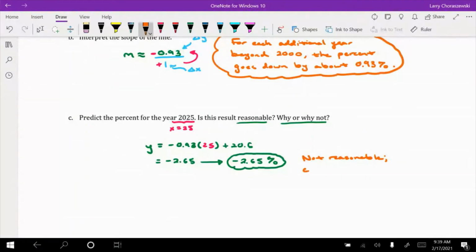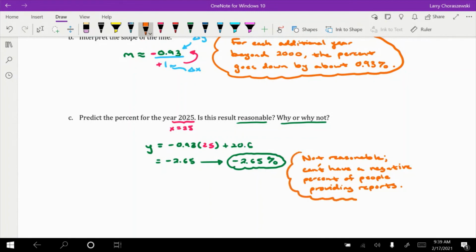And as justification, I'll just put: you can't have a negative percent of people providing reports, or something in the ballpark of that. Make sense? Kevin, did that clarify? Alrighty.